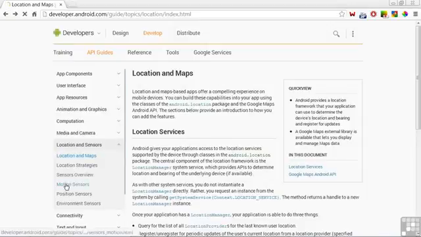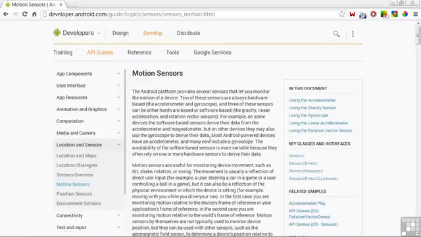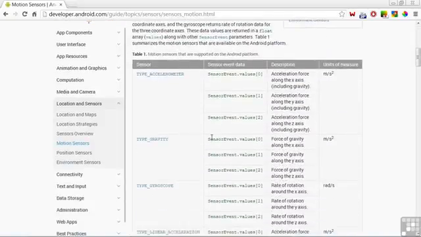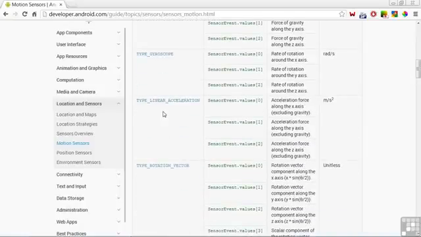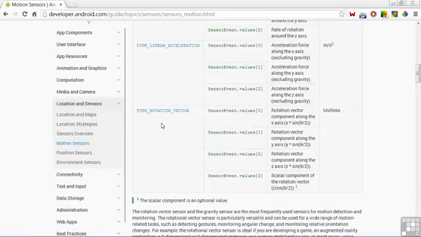On the motion sensors page, we have the accelerometer, which senses acceleration, including gravity, along the X, Y, and Z axes. Gravity senses the force of gravity along the three axes. Gyroscope senses the rate of rotation along the three axes. Linear acceleration senses acceleration excluding gravity along the axes, and rotation vector senses rotation along the three axes.